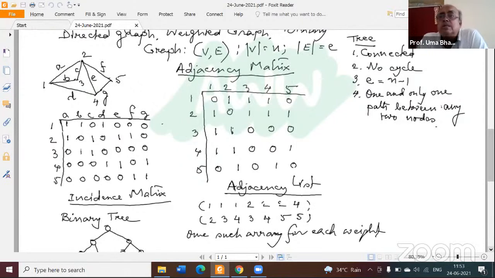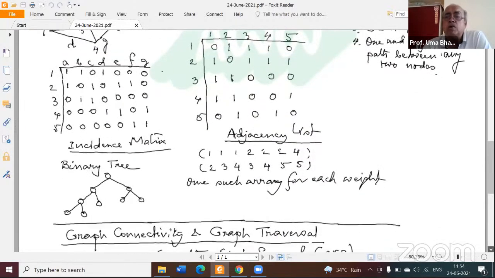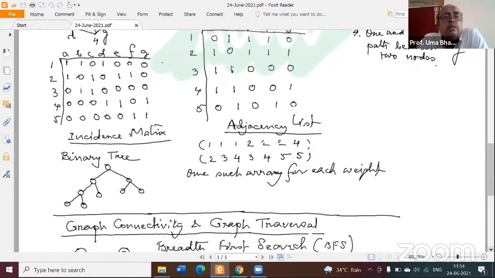An edge is between two adjacent, two neighboring nodes, and a path is the sequence of edges for going from one node to another node. And since there is one and only one path between any two nodes, it cannot have any cycle in it, and it can be proved that in such a case E will be n minus 1. And one special kind of tree which is very commonly used is the binary tree. Because it's a tree, it follows whatever characteristics we have said.